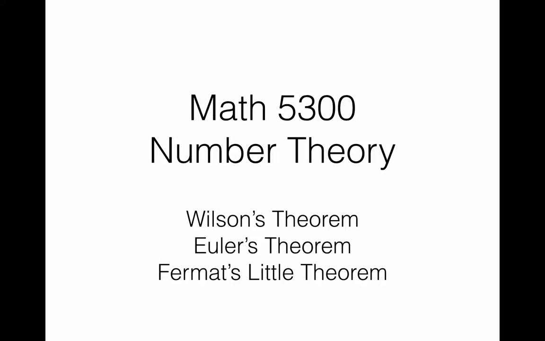In this lesson, we present three famous theorems in number theory called Wilson's theorem, Euler's theorem, and Fermat's little theorem. As a homework exercise, we showed that if you have a congruence, x squared congruent to 1 mod p, where p is prime, the only solutions are x congruent to plus or minus 1 mod p.